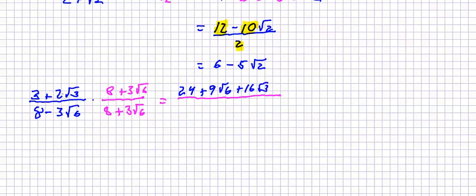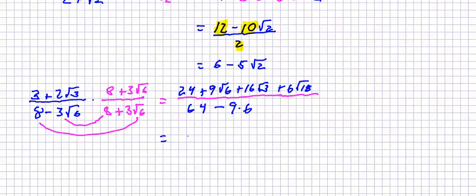And lastly, 2 times 3 is 6, and we have square root of 18. All over 8 times 8 is 64. And 24 square root of 6 minus 24 square root of 6, those are going to cancel. I don't have to write them down. And we have minus 3 times 3 is 9. Square root of 6 times square root of 6 is 6.